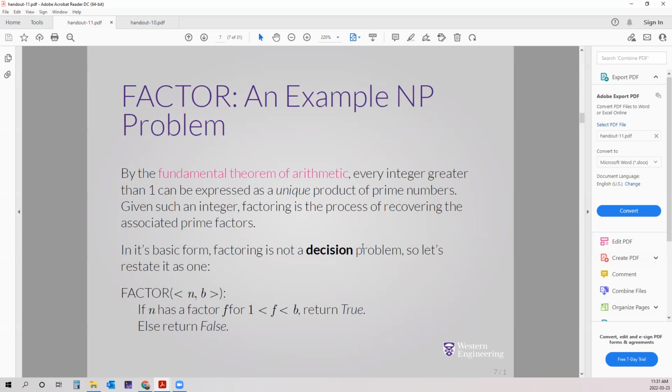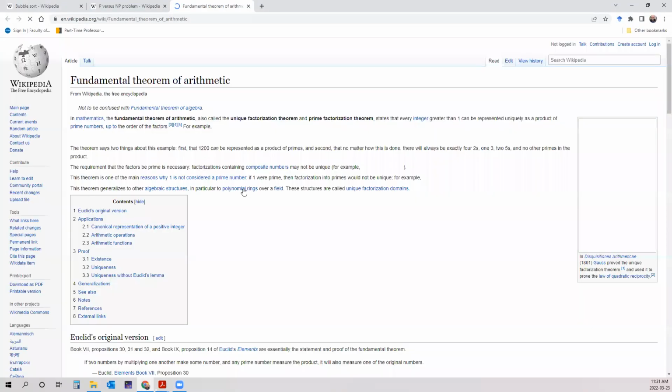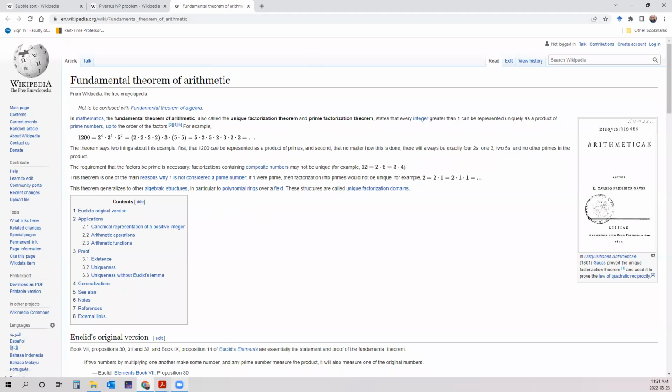By the fundamental theorem of arithmetic, if you need to know more, just click on this. It will take you to Wikipedia, which will explain this theorem for you.